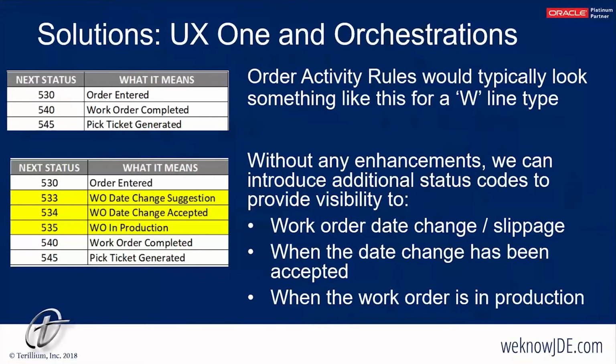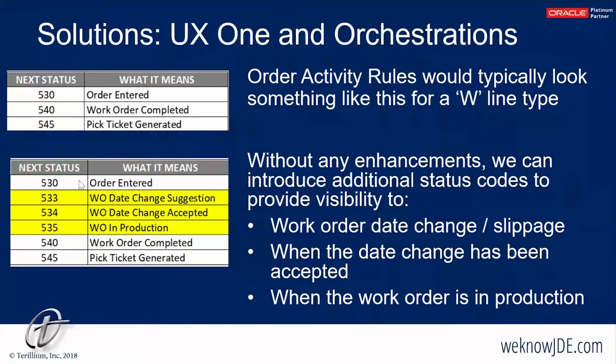Here's what we're going to show you. The status codes at the top are what I would typically expect to see in a really simple work order process on a sales order, a W line type. I enter my order, and this is my next status. I enter my order, my work order gets completed. I may sometimes have an interim status there if I see the work order and parts list get attached. And then my pick ticket gets generated.